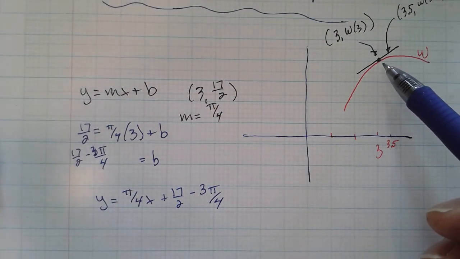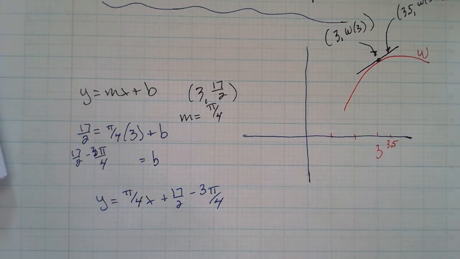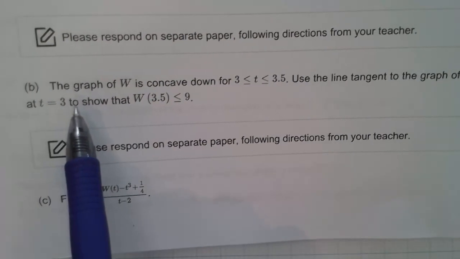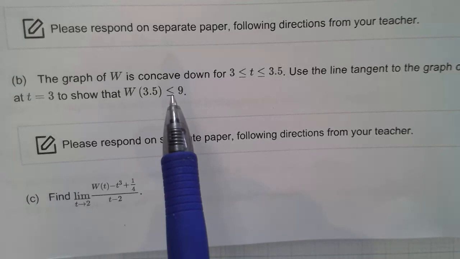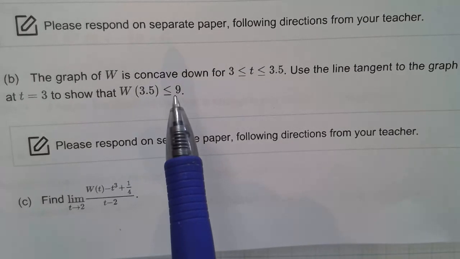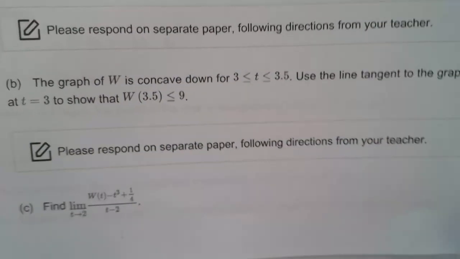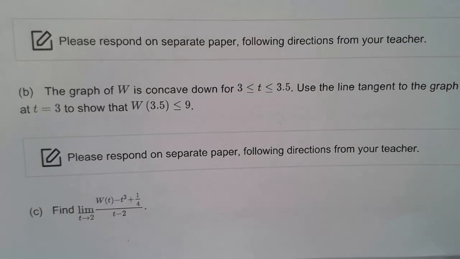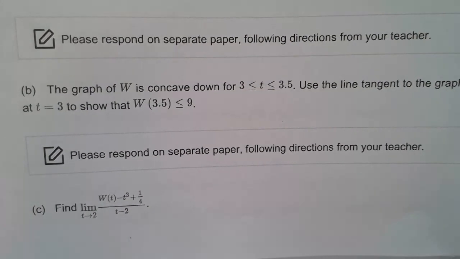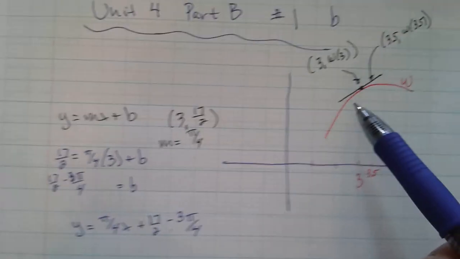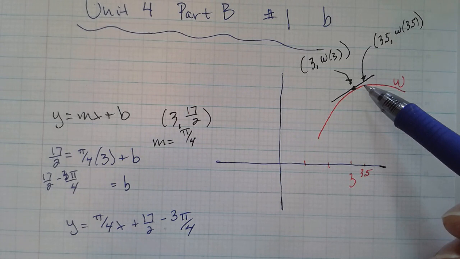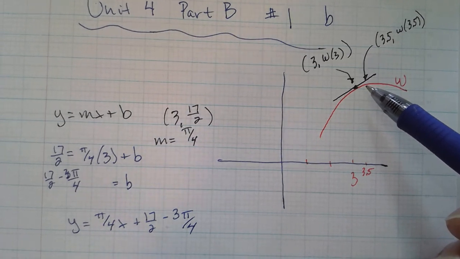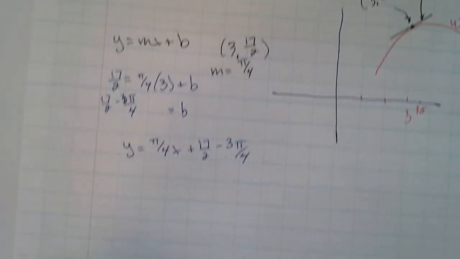So now going back to what we're asked to do, we use the line tangent to the graph of W at 3 to show that W of 3.5 is less than or equal to 9. Okay, so what's confusing is where do we get 9? Well, 9 is just a somewhat arbitrary number. So let's find out what our line gets us at 3.5, and we know that that is going to be bigger than what W actually is at 3.5. So we're going to use our line to prove something.